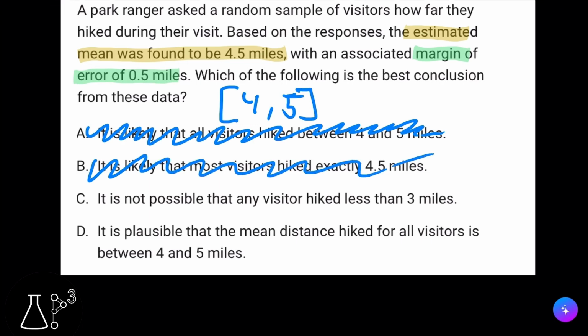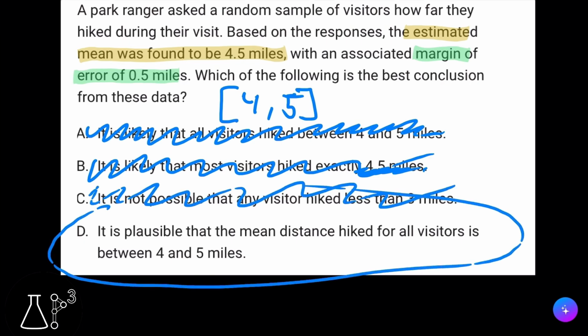C, it is not possible that any visitor hiked less than 3 miles. Well, we want to use the information given to come up with the best conclusion. So C is not necessarily wrong, but it doesn't go with the information given. So my answer is going to be D. And let's make sure that it makes sense. It is possible that the mean distance hiked for all visitors is between 4 to 5 miles. It mentions the mean distance, and it talks about it could be between 4 to 5, so my answer is going to be D.